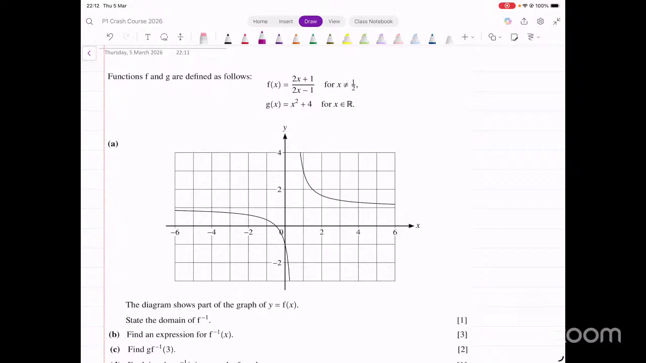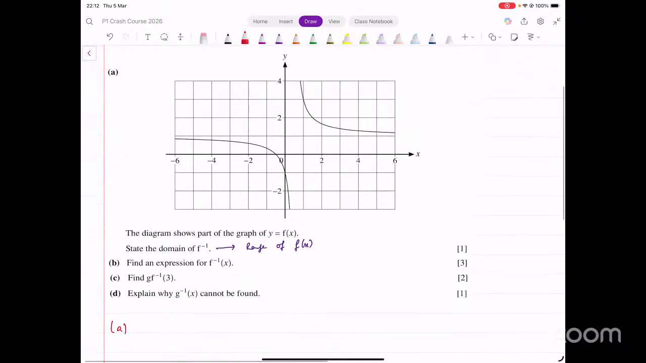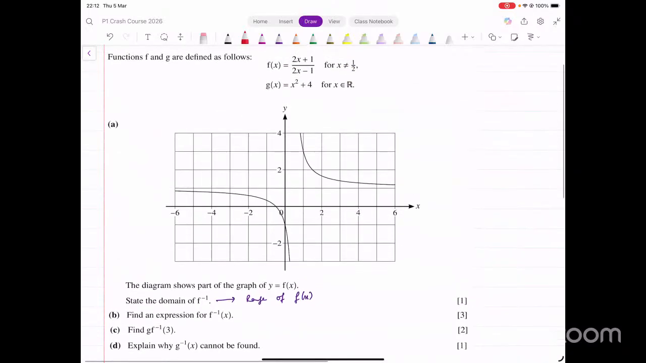Domain of f inverse. Okay, how do you figure out the domain of f inverse? Domain of the inverse function. What is that equivalent to? Domain of f inverse is the same thing as the range of f, the range of the original function. So if we can somehow find the range of the original function, that will be the same as the domain of the inverse function, right? So what's the range of f of x? How do we think about this?